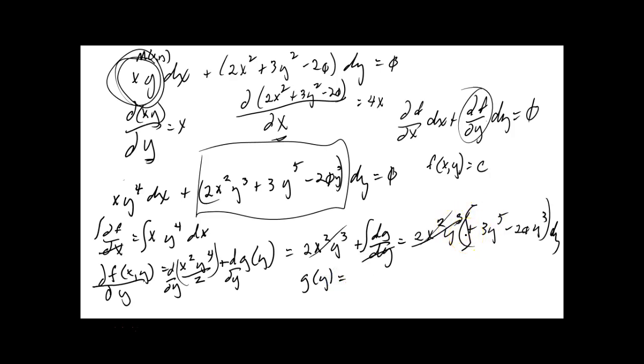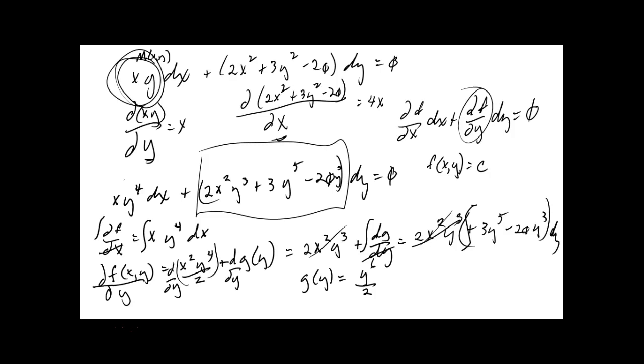And what's the antiderivative of 3y to the fifth? It's 3y to the 6th over 6. Remember, you always divide by the n plus 1. It's the reverse of taking a derivative. So 3 over 6 will be 1 over 2. That's the first part.